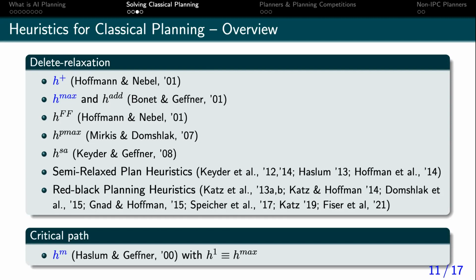The second family is the so-called critical path heuristics. They generalize H max to account for the most expensive tuple of facts instead of a single fact. These are also admissible, but expensive to compute, and their computation time is exponential in m, so it doesn't pay off in practice for m greater than 2. In fact, for m equals 2, it's also not really efficient.